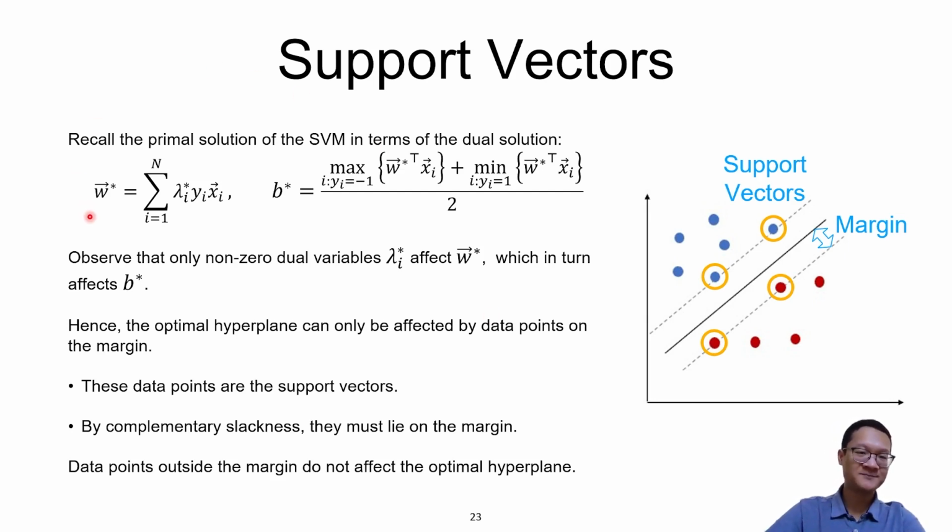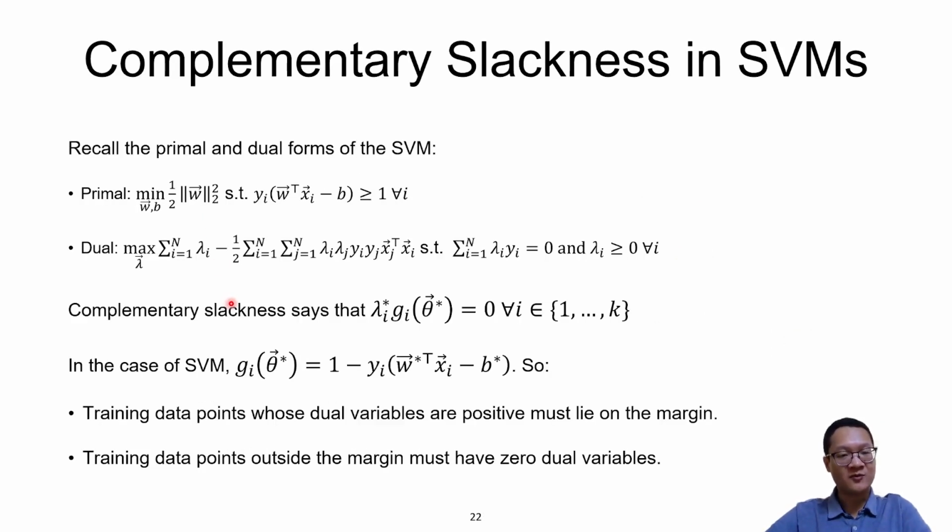Okay, and then if you look here, remember that we derived w in terms of the summation of lambda i, y_i, x_i, right? So for any data points that lie on the margin, we have dual variables that are positive. And for any training data points outside the margin, we must have 0 dual variables. That is the other statement: for training data points outside the margin, meaning g_i of theta star is strictly less than 0, we must have lambda i equals 0.